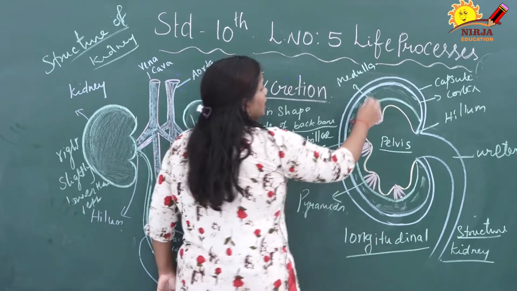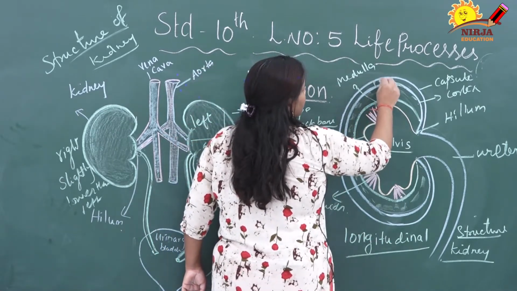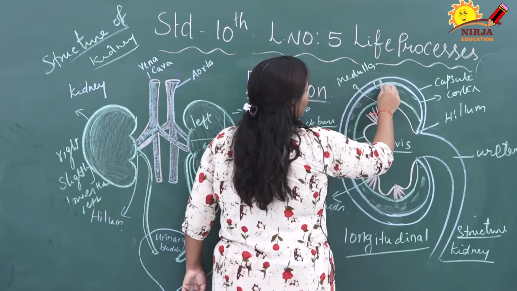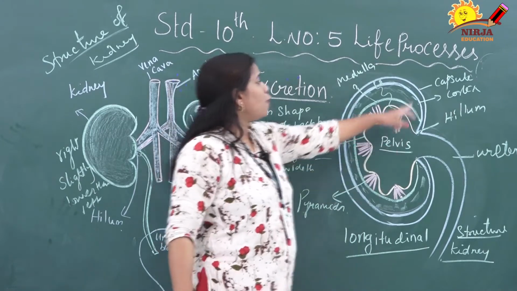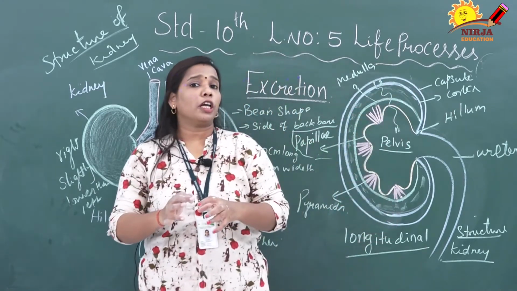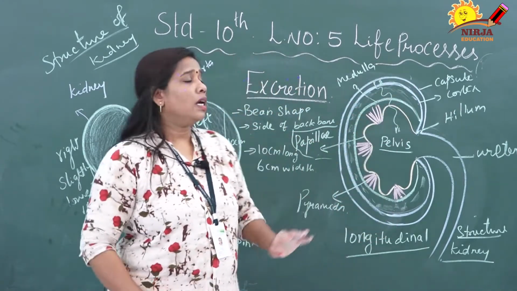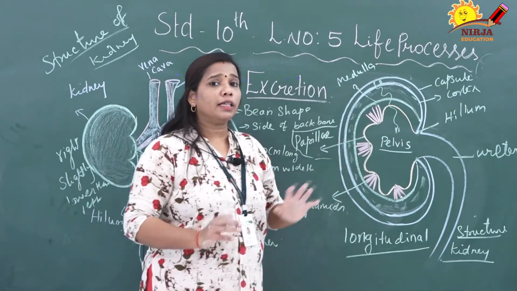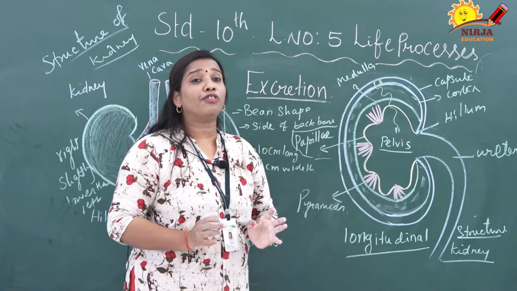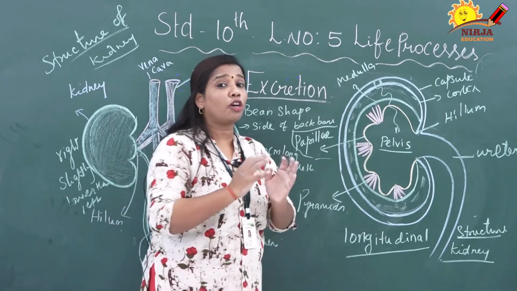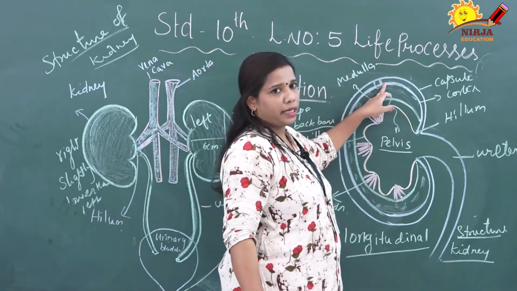Now here the nephron structure, that is the kidney tubule, starts and ends in the pelvis. So what is the function of the capsule? It protects the kidney. The cortex also protects the kidney. At the same time, it contains a large number of kidney cells, and the starting point is from the cortex.